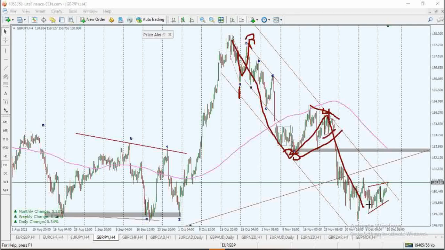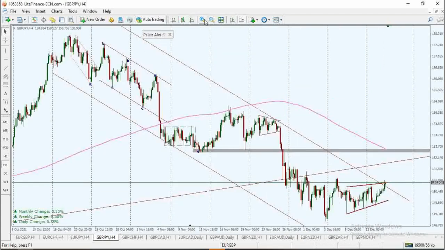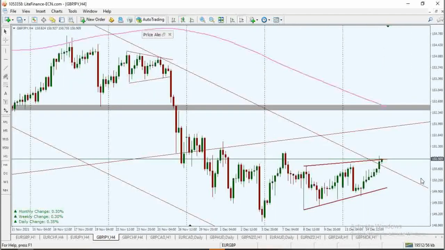Okay, it's complete. One of the things I understand is that it is complete, but you want to find more validation, until price validates and gives you a contraction before we can be looking to buy.